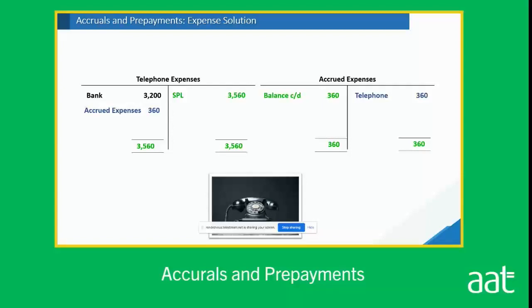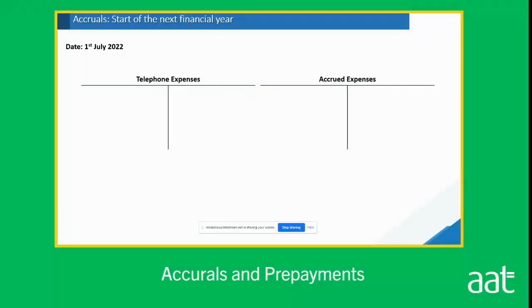Let's turn our attention now to what happens at the start of next year, so the 1st of July 22. As you can see at the moment, my telephone expenses account is £0, and I have a balance brought down of £360 on my accrual account. That represents the accrual that was made at the end of last year, the liability this business had for the months of May and June.